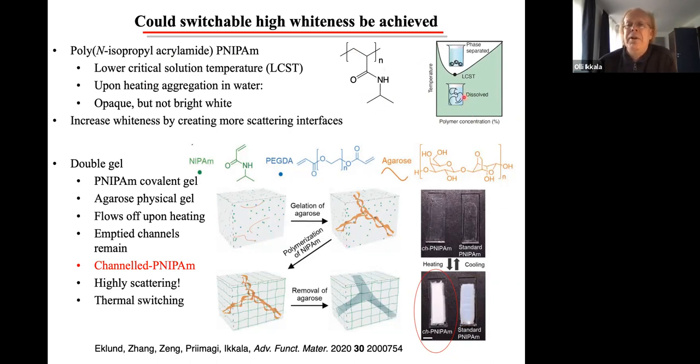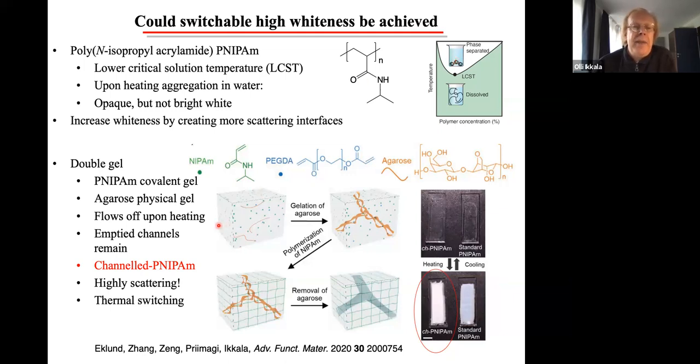And the property is that at low temperature, it dissolves in water, and at high temperature, it phase segregates. And if it phase segregates, it's a little bit opaque. But it's only a little bit opaque. How to make it more white? Then we have to make more scattering interfaces.